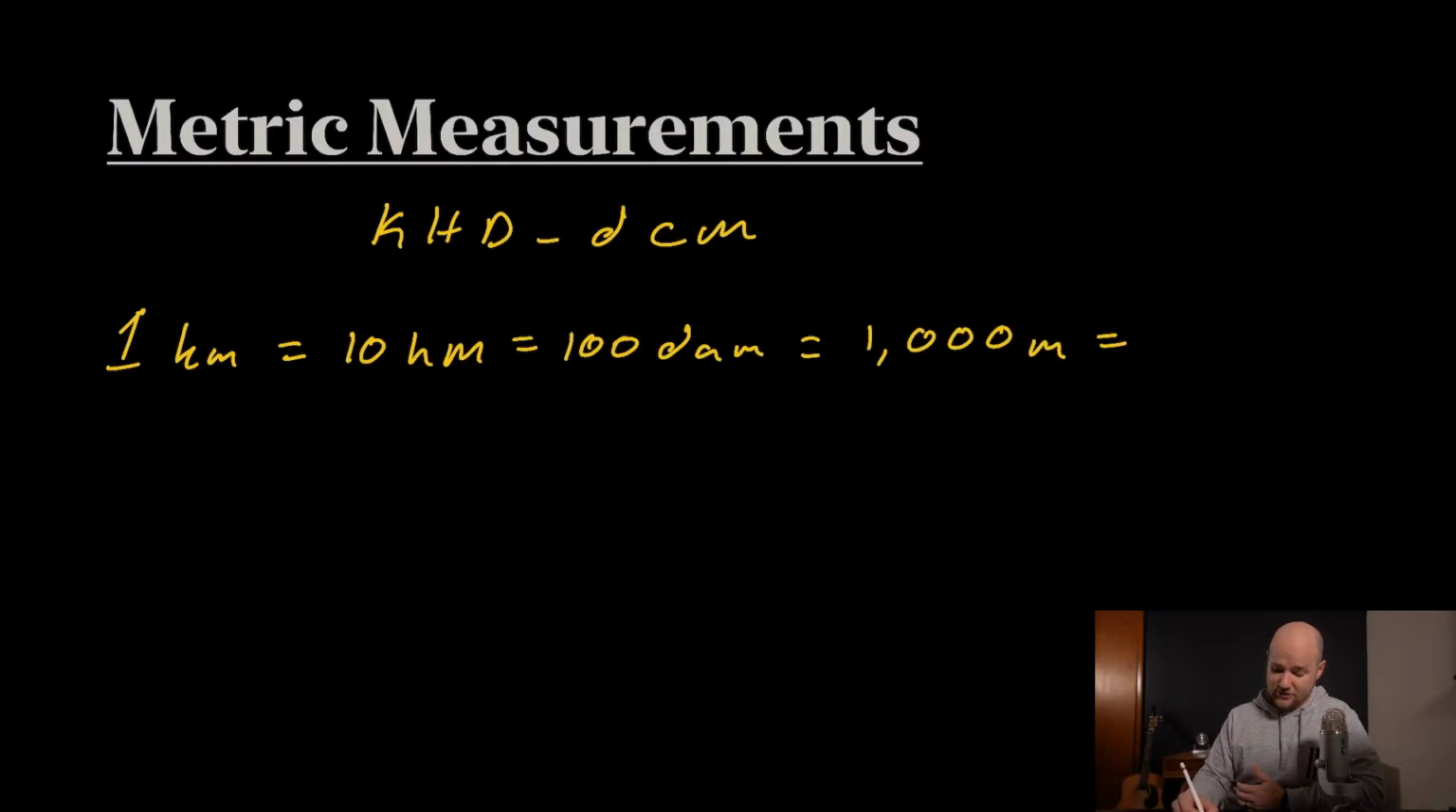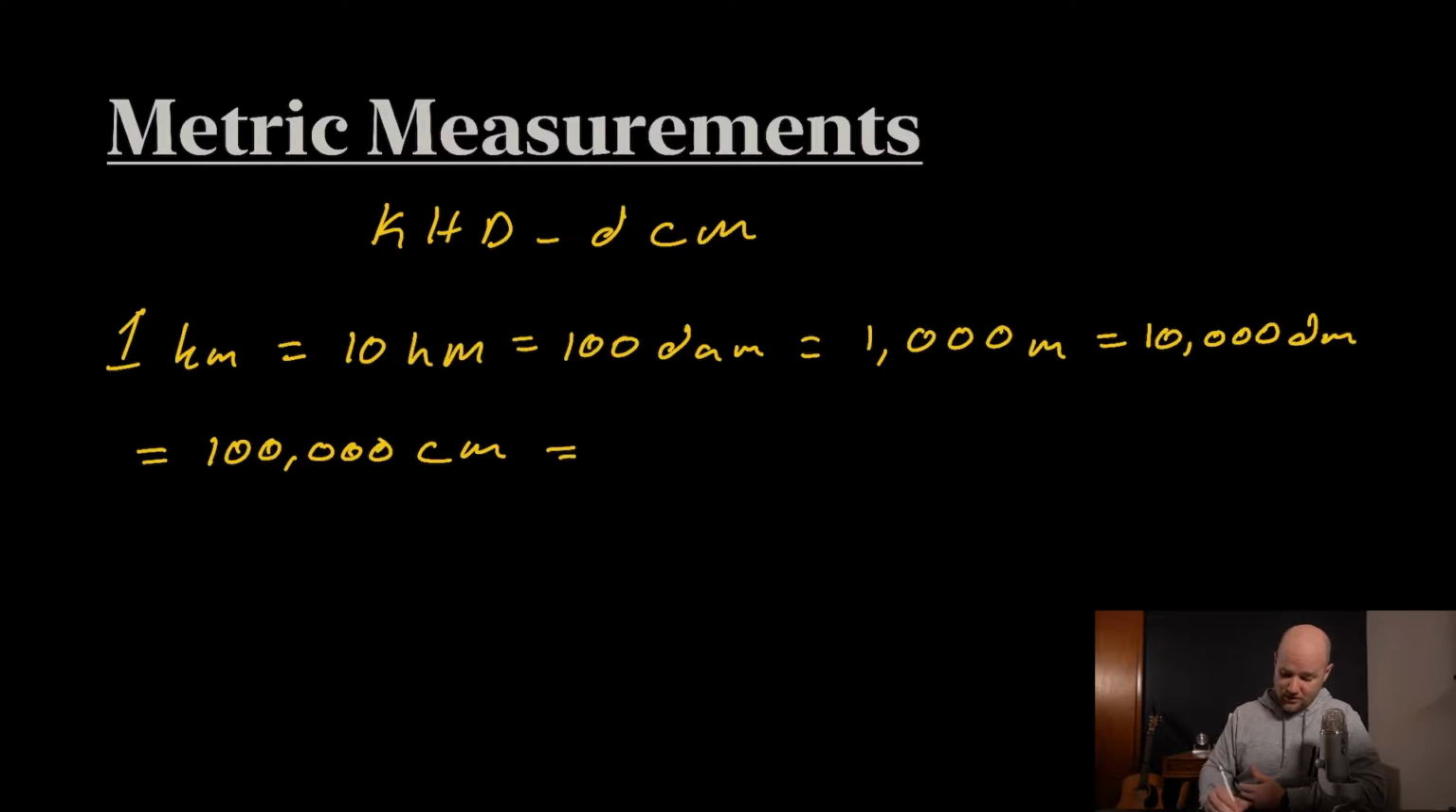Let's go to decimeters. So you probably guessed it. You just move the decimal 1 spot over. Now you're at 10,000 decimeters, which is equal to, let's move the decimal spot 1 more space over, 100,000 centimeters, and then 1 more time over, 1 million millimeters. So you can see it's really easy to convert between different types of measurements using the metric system.